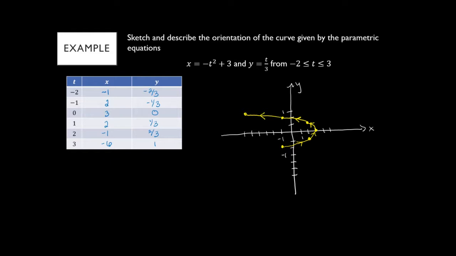So when it says sketch and describe the orientation, that's what the graph does. Those arrows are describing the orientation. So you don't have to write an additional sentence or anything like that. But that is what our graph looks like for these parametric equations.